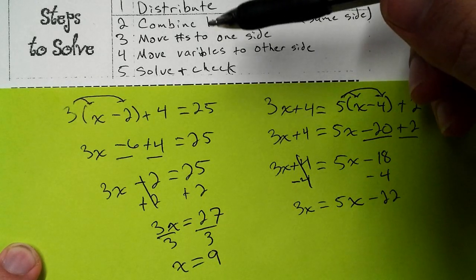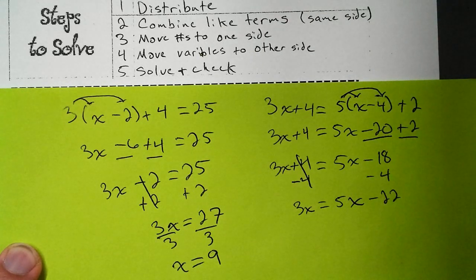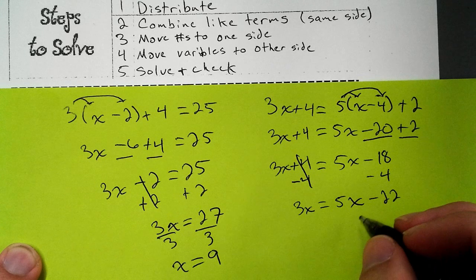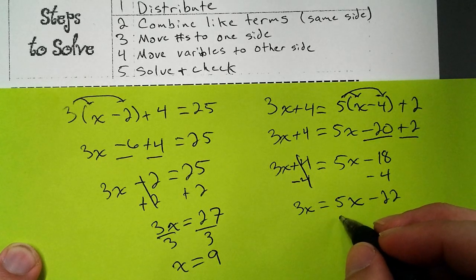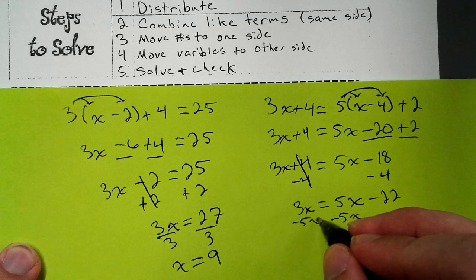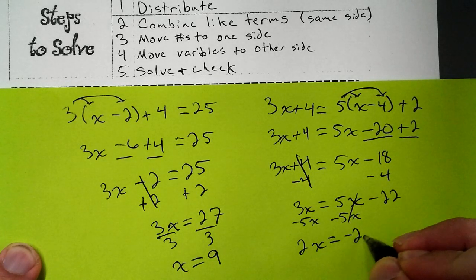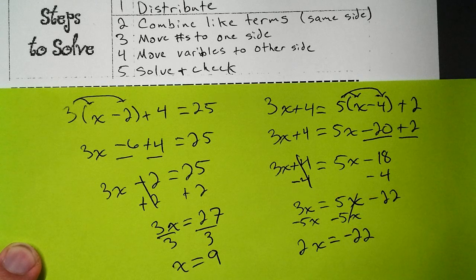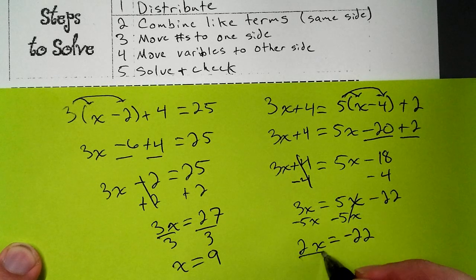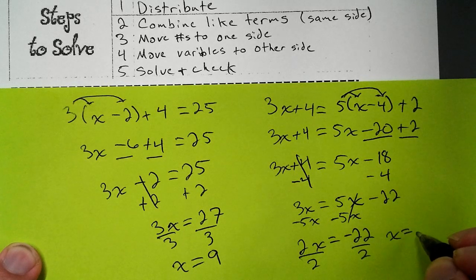Since I moved my numbers to one side, I've got to move my variables now to the other side. So I've got all my numbers over here, move my variables over here. Minus 5x, and I get 2x equals negative 22. Then I finish it just like the other ones, divide by 2, and I get x is equal to negative 11.